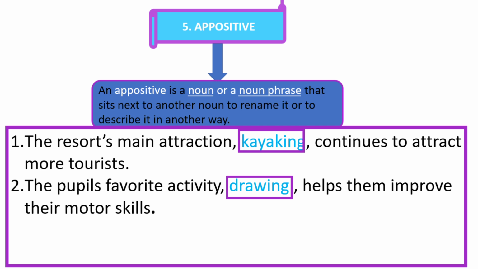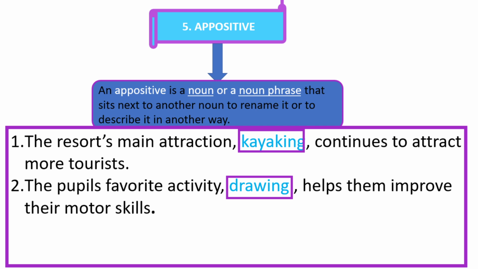Tip: if a noun or a gerund functions as an appositive, even if you remove it, the sentence will still be complete because this is just additional information. So let's take a look at example number 1. If we are going to remove kayaking, how will the sentence be? The resort's main attraction continues to attract more tourists. So it's still complete. You see?